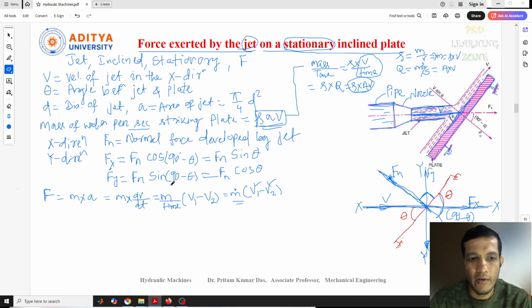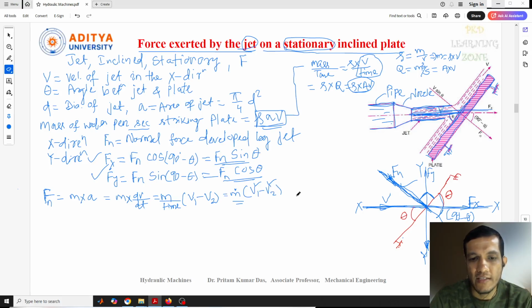Now we need to identify what to calculate this Fx and Fy, because the force exerted by the jet on the stationary inclined plate. So this force we need to identify, okay, Fx. So to calculate the Fx, we need to identify Fn. And here I'm calculating the Fn value. So in place of F, I can write Fn, the normal force. So here also we need to consider the velocity of fluid in normal direction. The velocity component also we need to consider in this normal direction which is striking the plate. So this is initial velocity and this is final velocity.